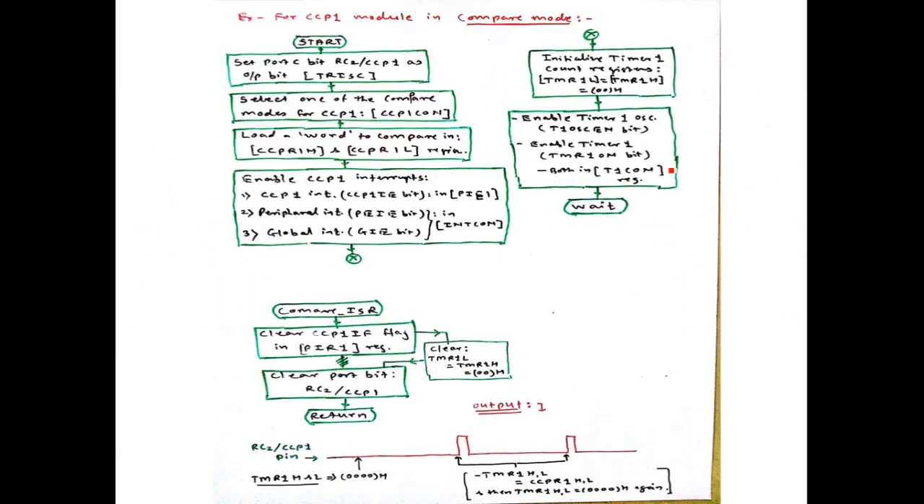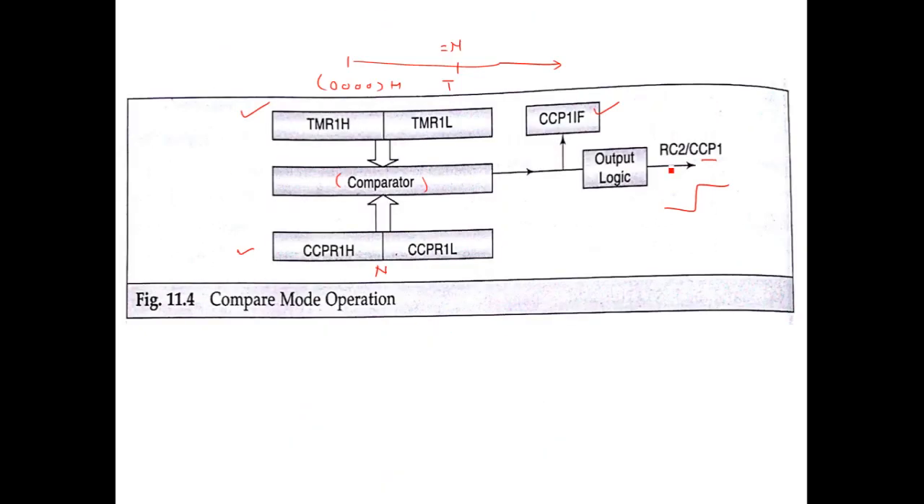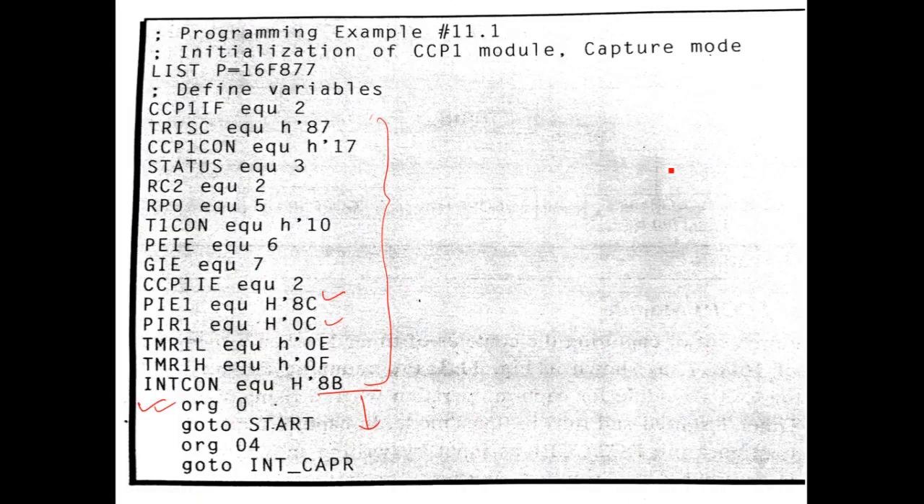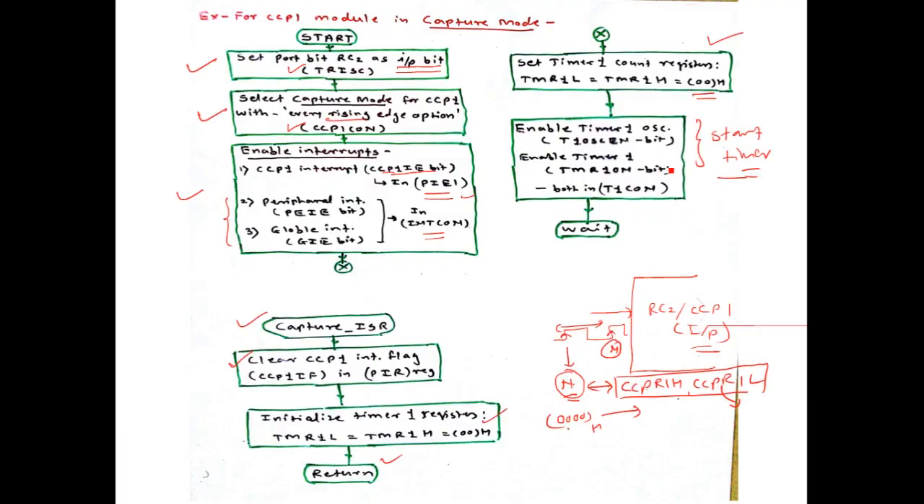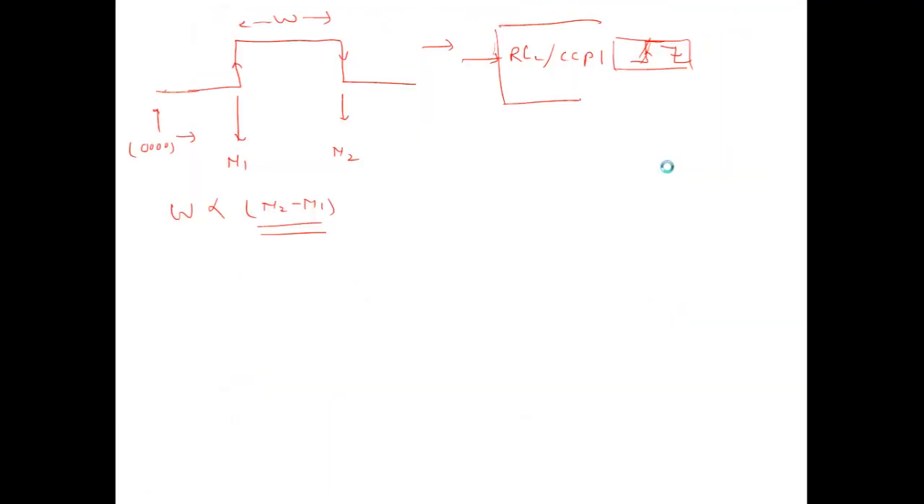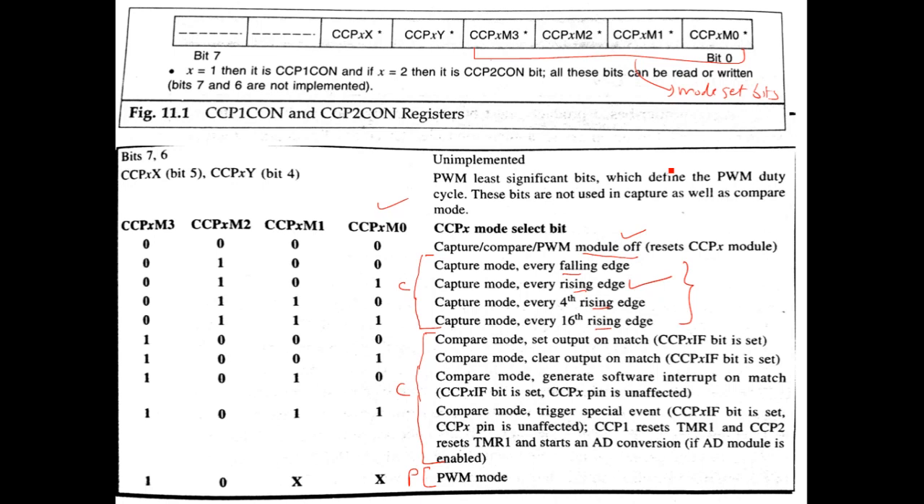Now there are various possibilities when operating in the compare mode. For that you may check the bit pattern for the CCP control register. In the CCP control register, there are various options available for compare mode. Depending upon this, the CCP module will work in the compare mode. So for example, you can select this option.